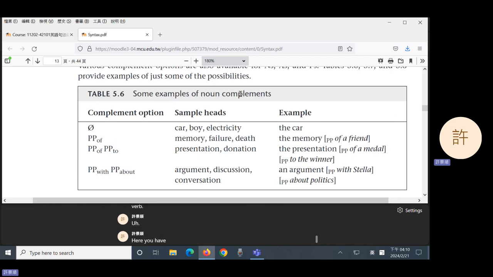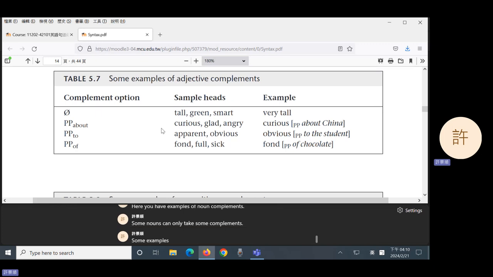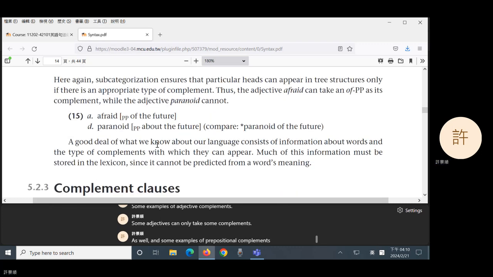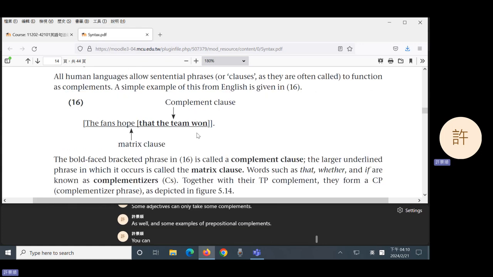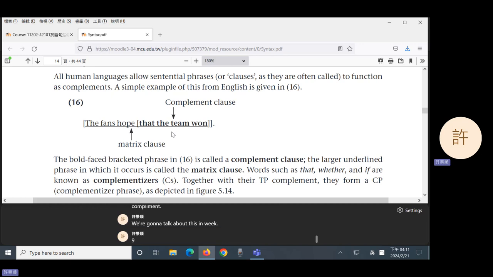Here you have examples of noun complements. Some nouns can only take some complements. Some examples of adjective complements. Some adjectives can only take some complements as well. And some examples of prepositional complements. You can also sometimes take a longer phrase or even a sentence as a complement. We're going to talk about this in week 9. But the basic idea is here.